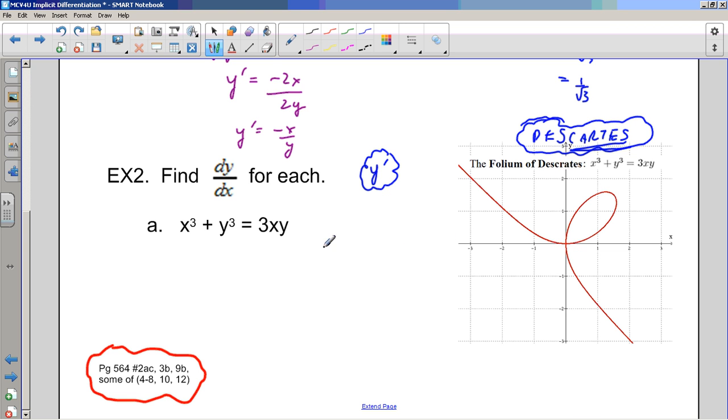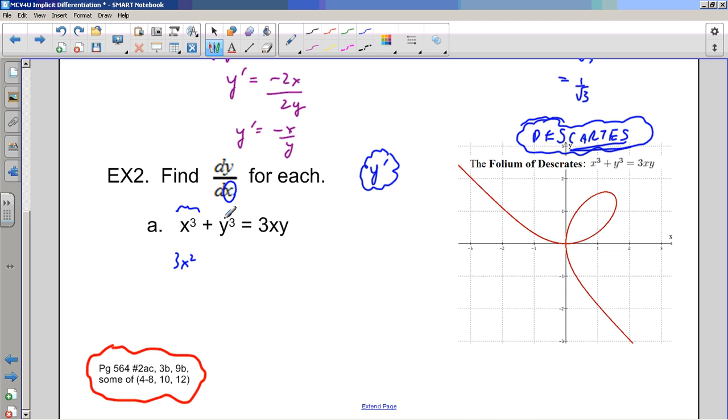shape. Find dy by dx for each. In this case, all we have to do is take the derivative. So if we think of it in pieces, it's not that bad, right? Take the derivative of that. Well, that's just 3x squared. I don't have to write x prime or anything like that because our independent variable is x.